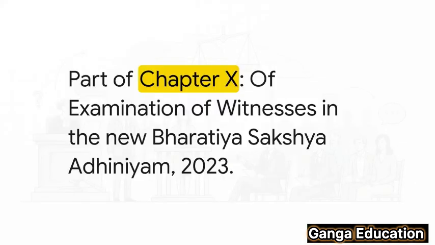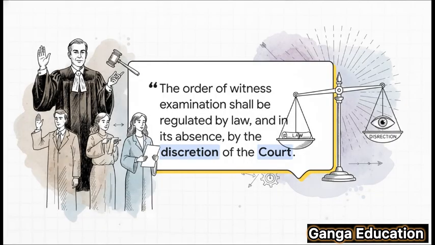You'll find Section 144 in Chapter 10 of the Bhartiya Sakshya Adhiniyam. This whole chapter is dedicated to the examination of witnesses, which, as you know, is a massive part of any trial. Okay, let's look at the actual text here. It sounds a bit formal, right? But what it really means, in simple terms, is that the sequence of witnesses is supposed to follow the existing procedural law. But, and this is the important part, if the law doesn't specify an order for a particular situation, then the judge gets to decide. It's all up to the court's discretion.